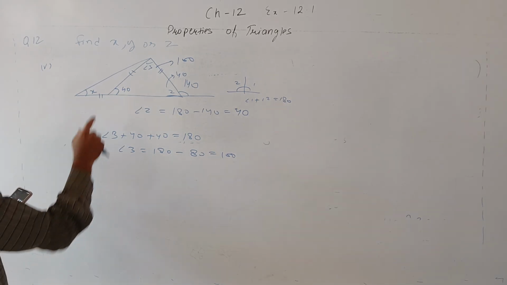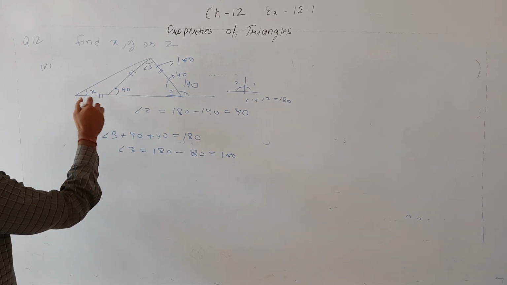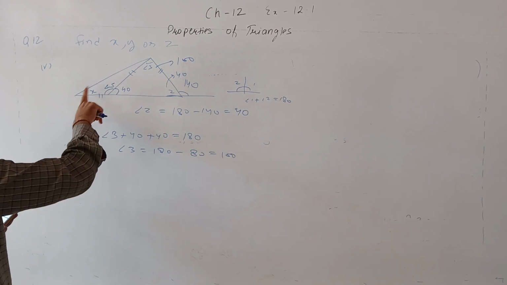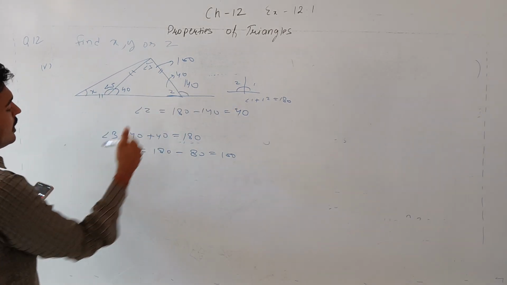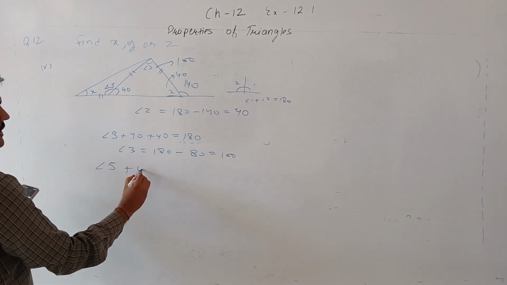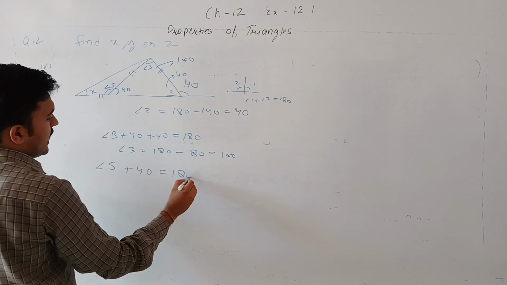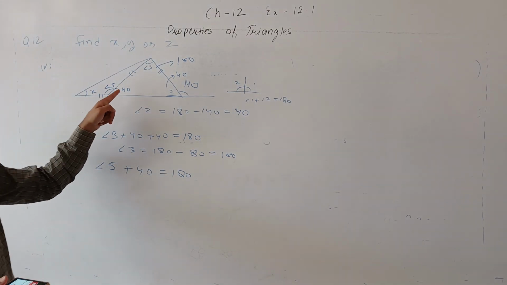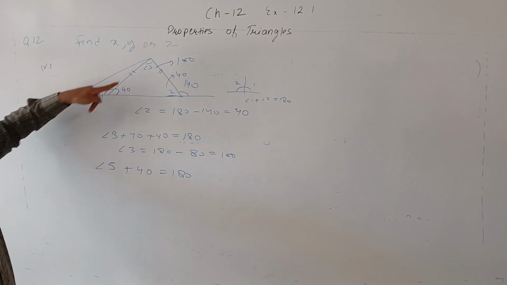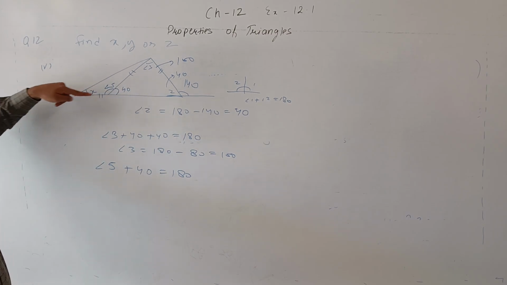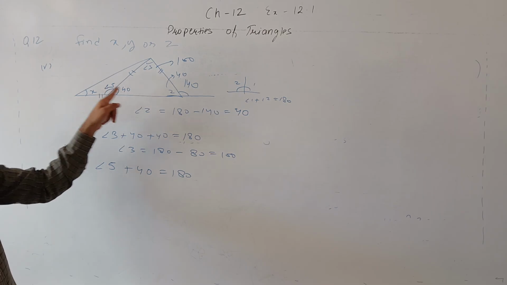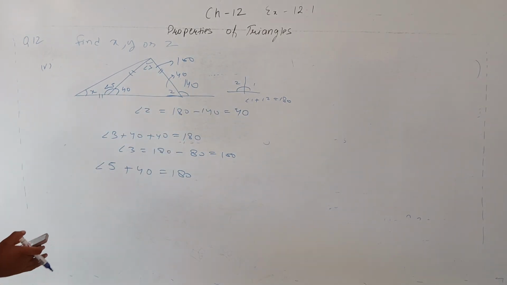Similarly, now here this angle is 40 and this is again a straight line. Let this angle be angle 5. This is also a straight line. Therefore, again angle 5 plus 40 is equal to 180, because this is also a straight line. Total angle on a straight line is 180. So angle 40 plus angle 5 will be equal to 180.